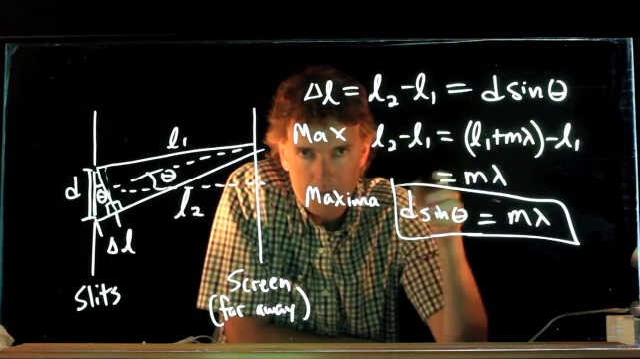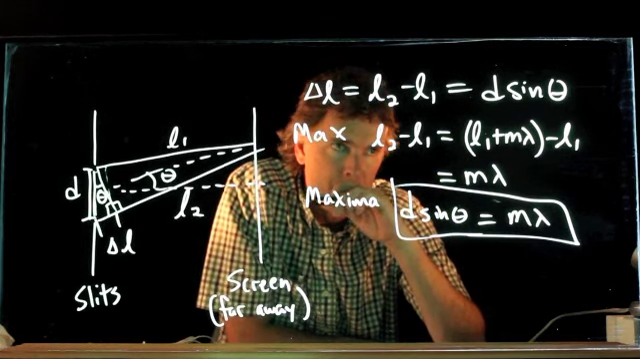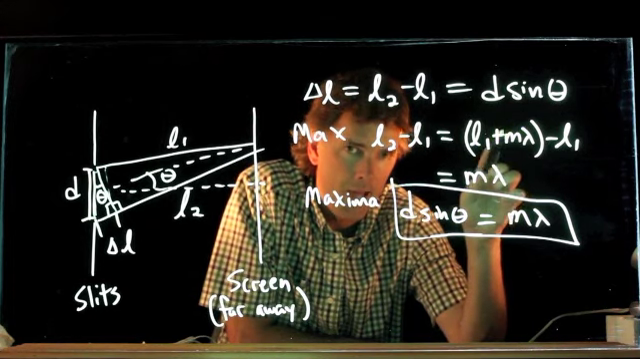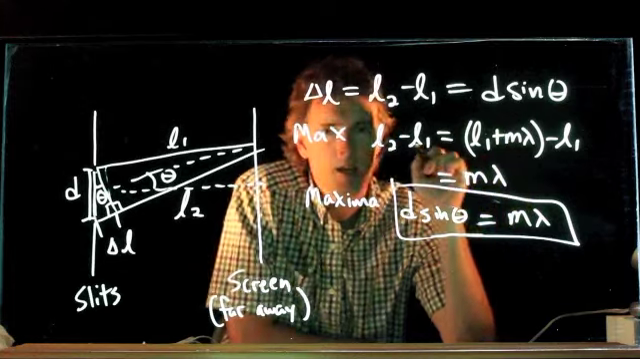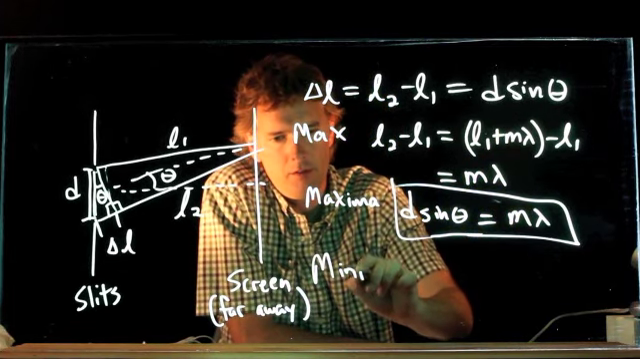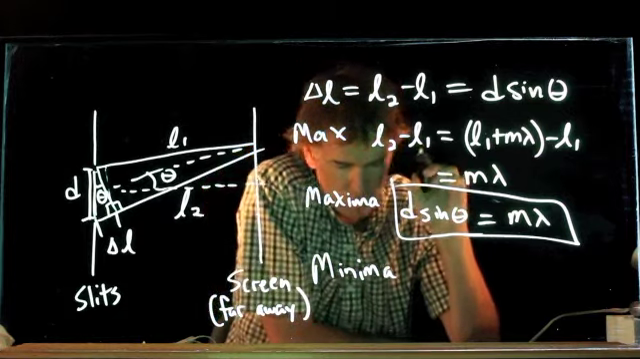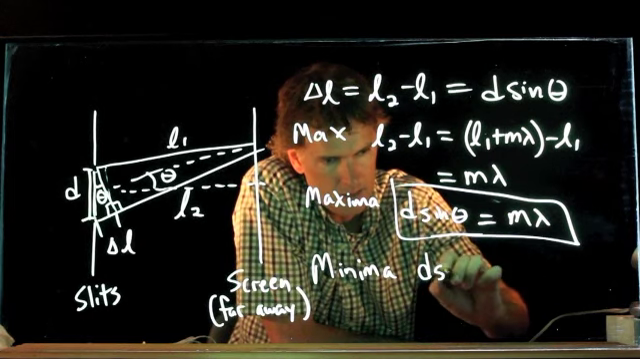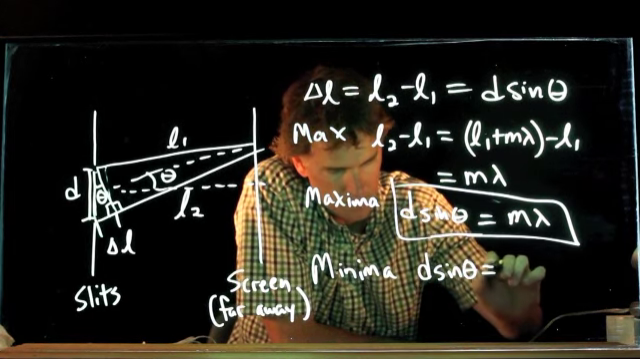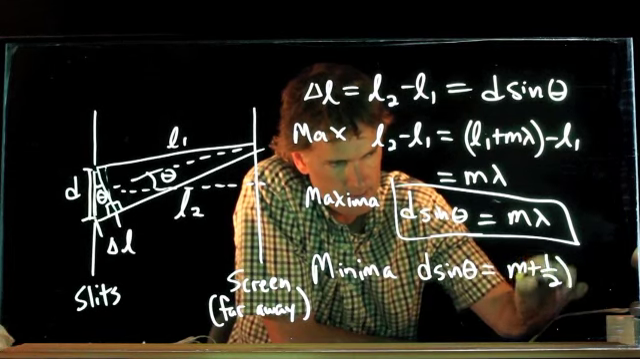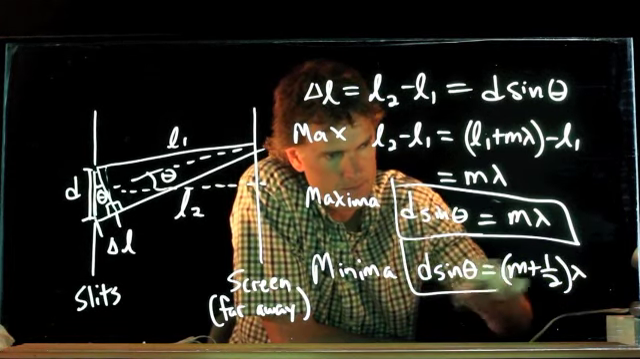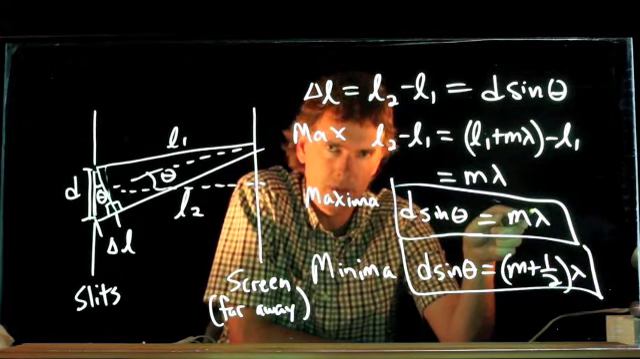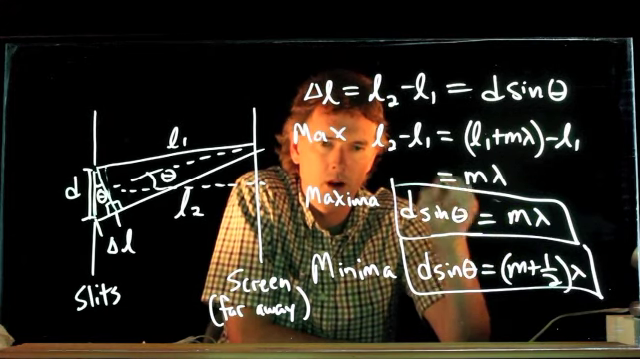Now, you can do the same thing for minima. The only difference is in the substitution right here, you would use L1 plus m plus a half, times lambda. So you can try that for yourself. It's fairly straightforward, but what you end up with is an equation for the minima, which is the following: d sine theta equals m plus 1/2 times lambda. Okay, those are our two equations. One equation that tells you where the maxima are, a second equation that tells you where the minima are.